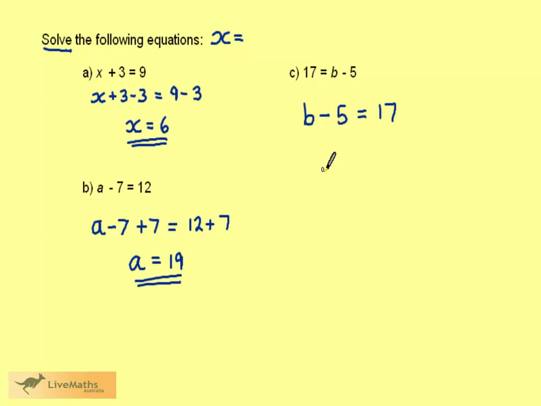We have minus 5 on the left, so if we add 5 to both sides of the equation, we will remove this minus 5. Remember, doing exactly the same to both sides. Minus 5 add 5 is 0, so we're left with b, and 17 add 5 is 22.